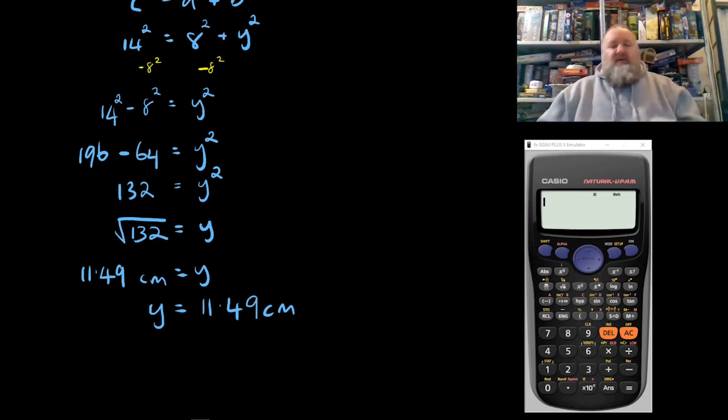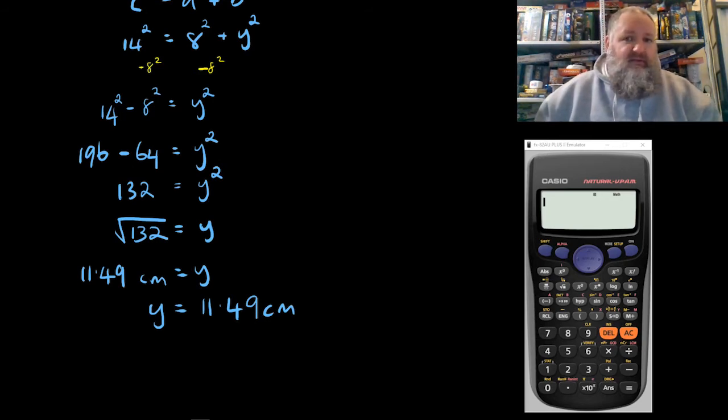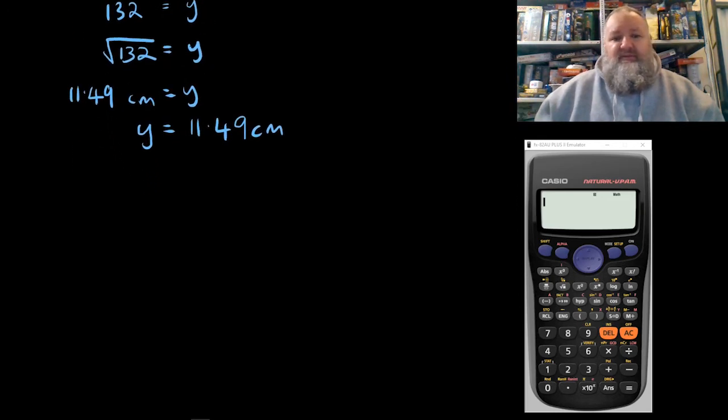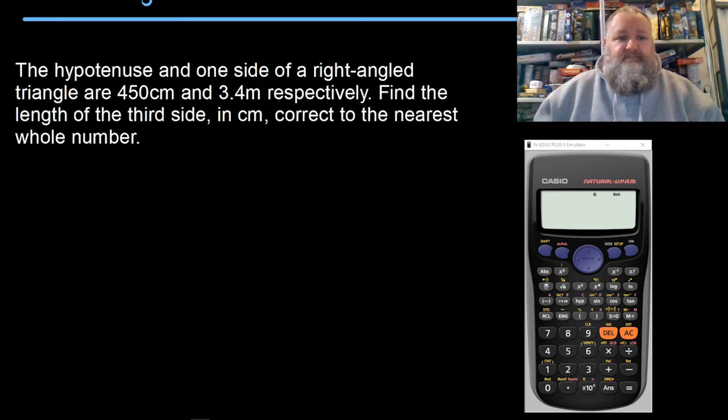Now, sometimes with these Pythagoras questions, you won't even be given the triangle. You're going to have to actually come up with what this drawing might be. It might have a word question. So let's have a look at one of those, because you're going to get them and you'll need to know how to tackle them. Here we go.